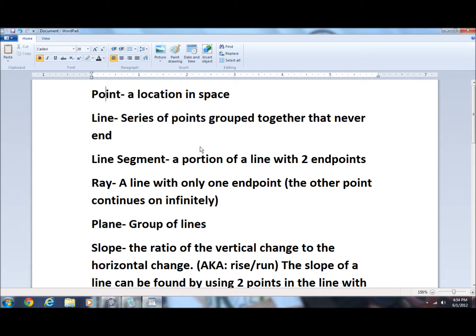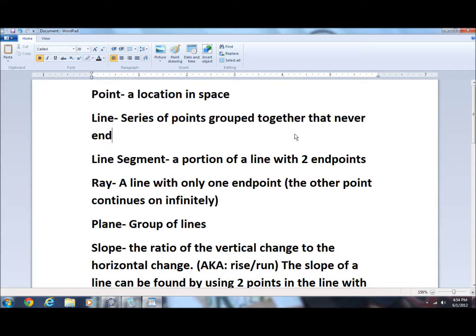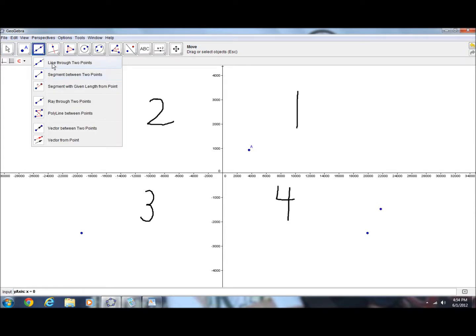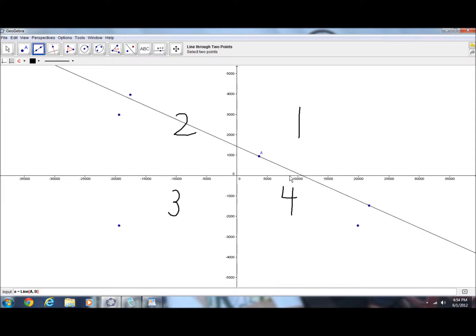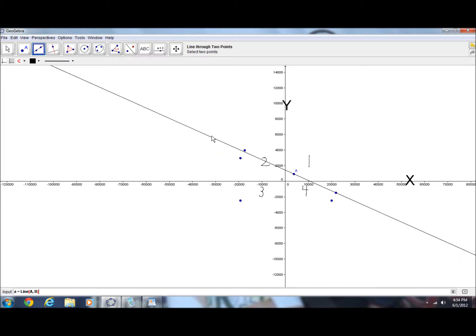A line is a series of points grouped together that never end. Notice the keyword never end. That means, in other words, it's an indefinite sequence of points. So, let's see an example of a line. An example of a line would be here. As you can see, this line never ends. It is made of a series of points, but it is indefinite. It never ends.